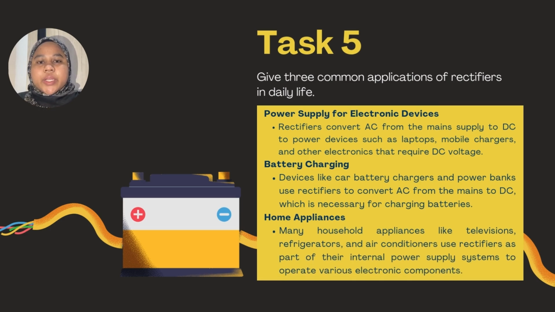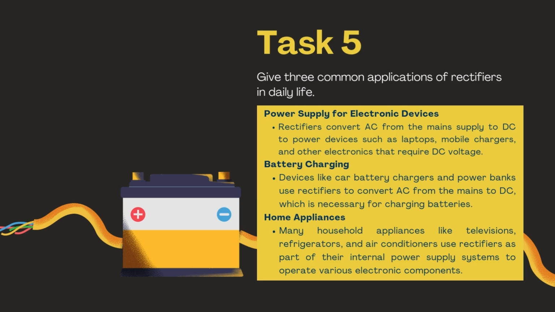Task 5. The question is, give 3 common applications of rectifier in daily life. First, power supply for electronic devices such as laptops, mobile chargers, and other electronics that require DC voltage. Second, battery charging. Devices like car batteries, chargers, and power banks use rectifiers to convert AC from the mains to DC. Third, home appliances, for example, like television and refrigerator.